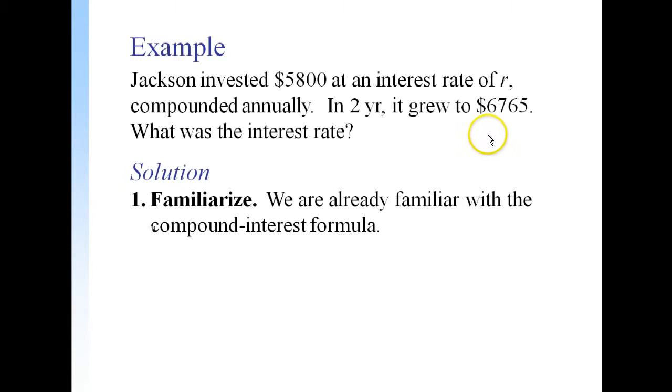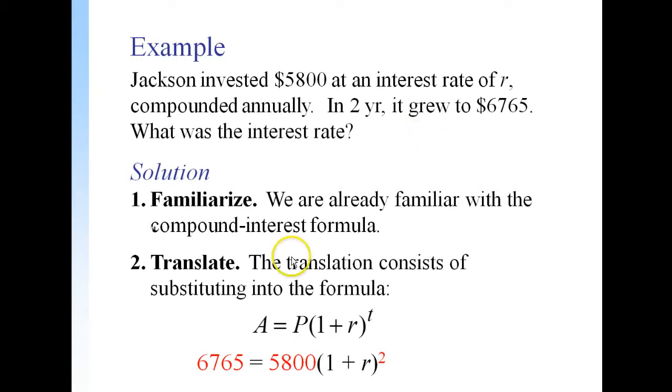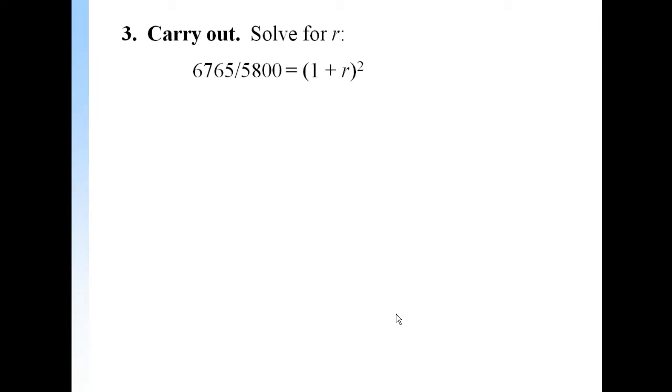So we've read the problem. There's our formula. So what we're going to do is substitution. There's our initial principal. There's the amount to which it's grown. And the time is 2 years. We want to solve for this R. And let's take a look.